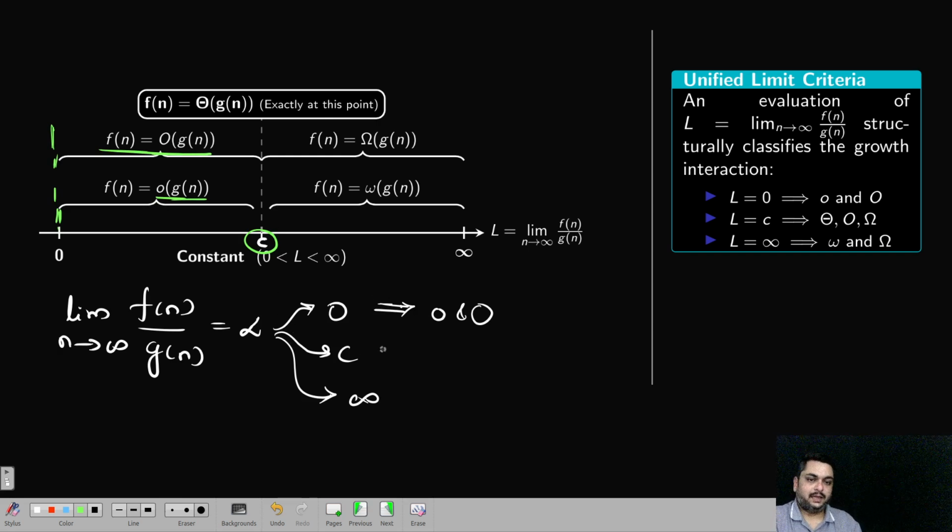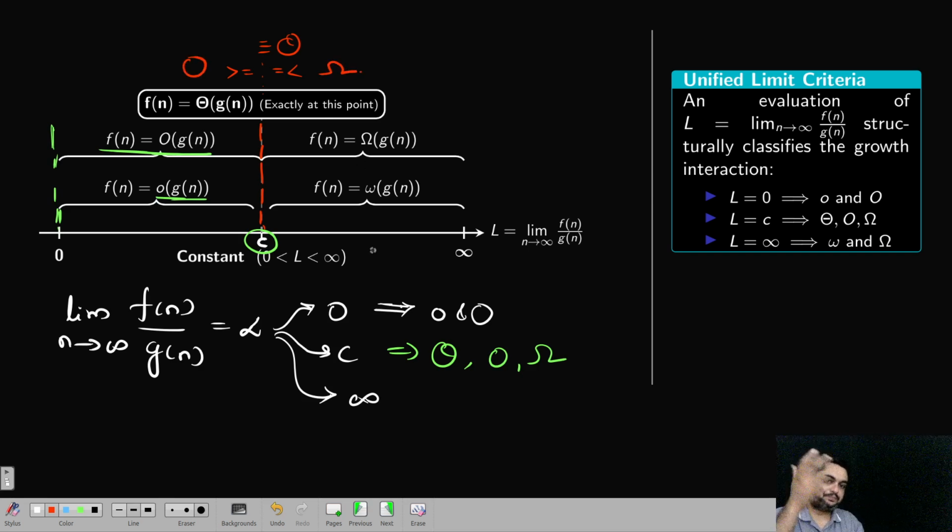If the limit L is equal to some constant, I can only define big theta. If I am able to define big theta, I am also able to define big O and big omega, because theta implies big O and big omega. So what I am seeing on this line is that exactly at this point, theta exists. That is why it's called a tight bound. This is the point where greater than or equal to and less than or equal to meet. This becomes equivalent. That's why theta. On this side both should exist, big omega and big O. That is the reason we write it like this.